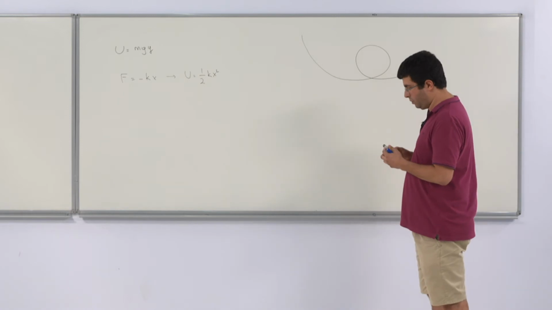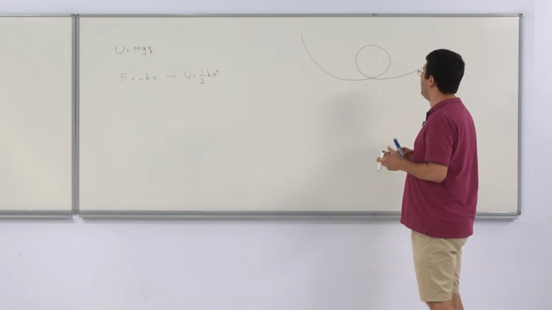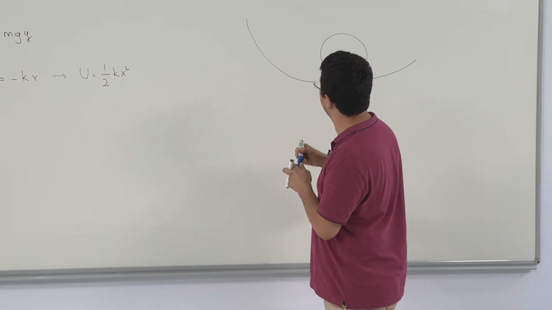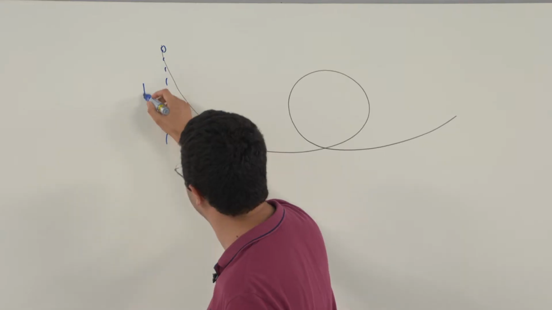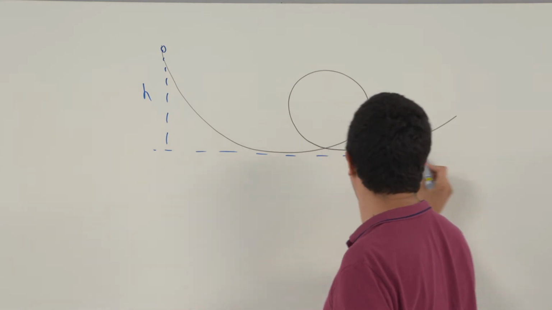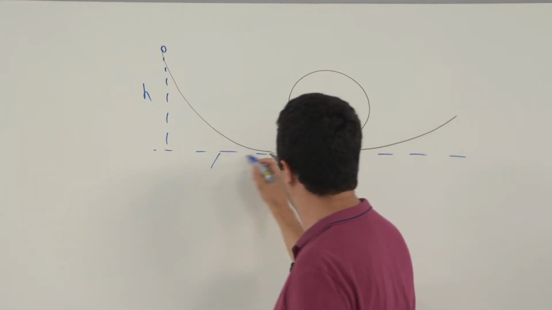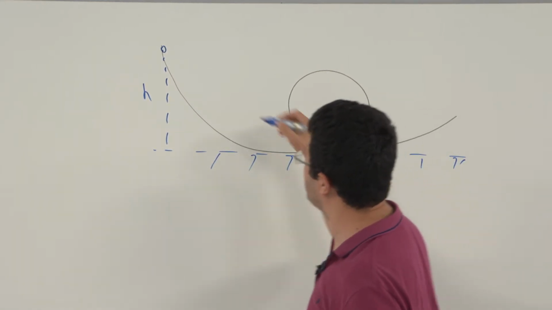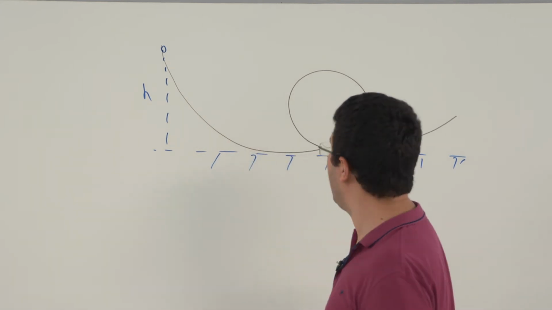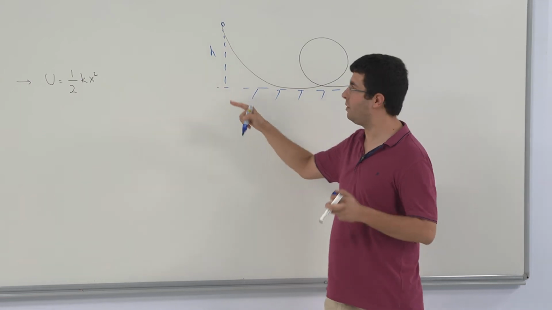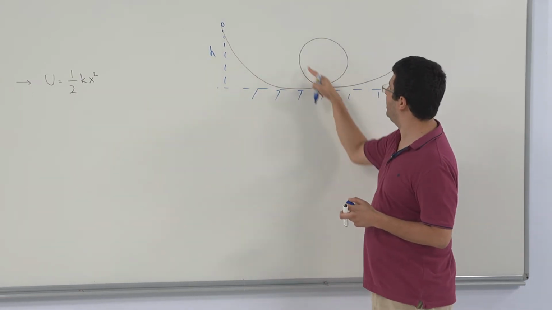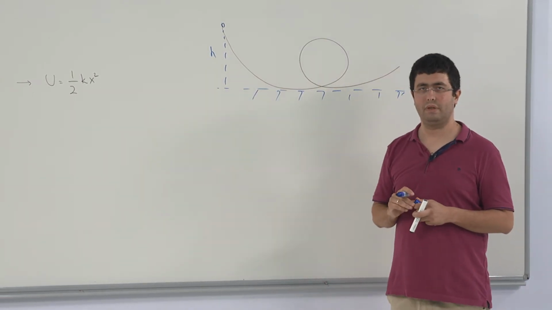Okay, so what I'm going to do right now is that I have an object here, and I let go of the object at this height. So let's say this is h, and this is the ground. So I let go of the baseball at this point, all right? And what I'm having in mind is whether this object, let's say this is a baseball, can go through this loop and continue in this direction.